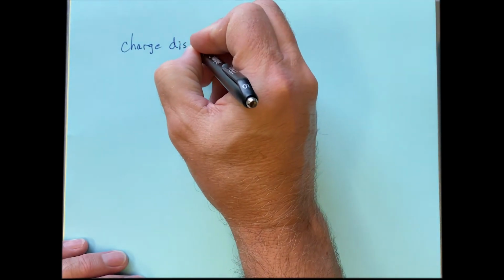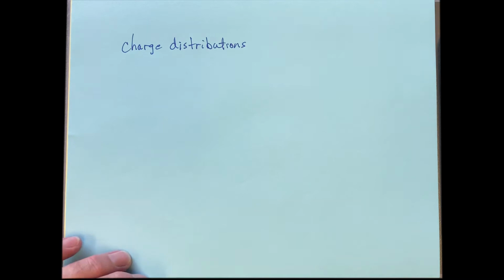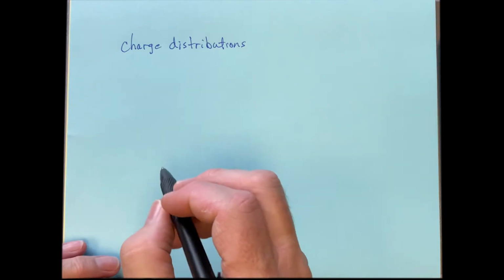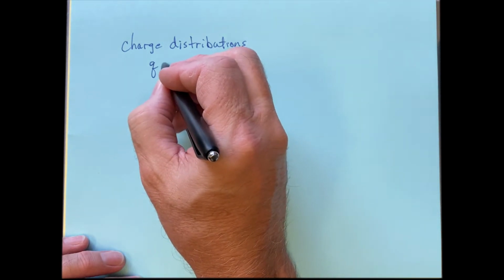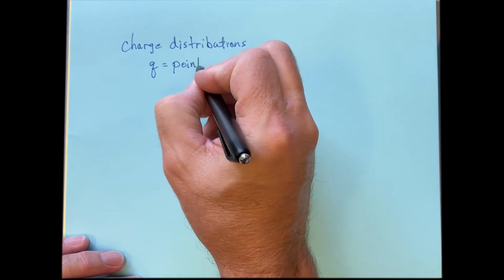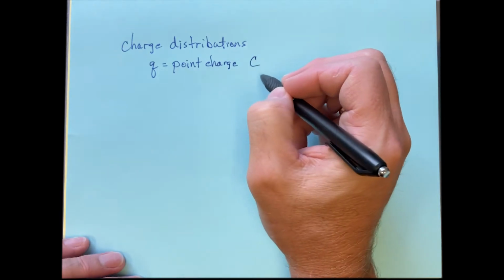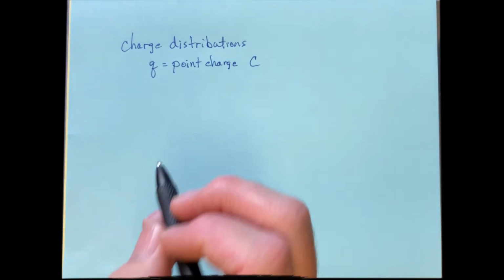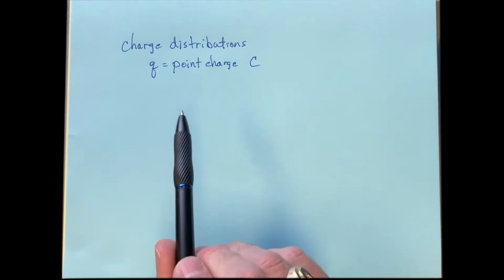Charge distributions. As we get into the class, we will move away from Coulomb's law and move on to more complicated situations. Let's still rely upon Coulomb's law in order to figure out solutions. Now, Coulomb's law, you've been using the symbol Q for charge, but specifically that is a point charge. Now, a point charge has a unit of coulombs, and it really represents a point. So the charge itself has no physical dimension to it. It is truly just a point.